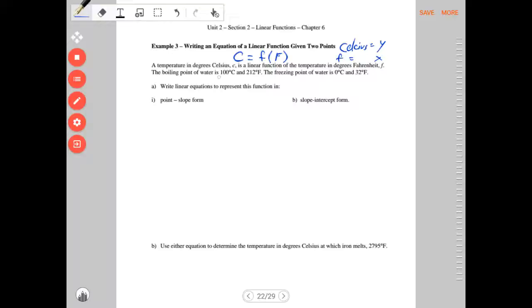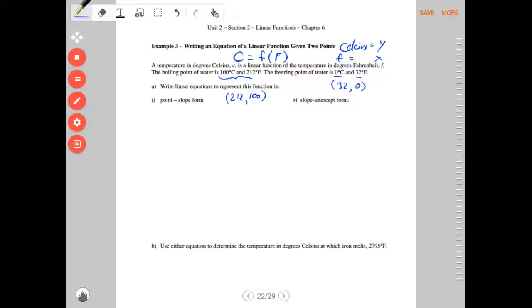Look, they've given us a couple sets of data here. The Celsius is 100 degrees Celsius and 212 Fahrenheit. So that makes a point. 212 Fahrenheit is 100 Celsius, so that's a point on our graph. We also have 0 Celsius and 32 Fahrenheit. Knowing that Fahrenheit is the x's, that is 32 and 0. So those are our 2 coordinates.